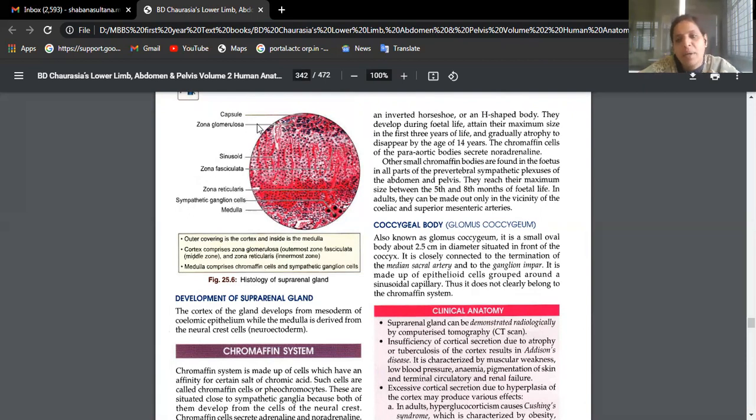From glomerulosa, we have mineralocorticoids. From fasciculata, we have glucocorticoids. And from reticularis, we have sex hormones. After you finish this answer, I'll ask it. So zona glomerulosa is releasing which hormones? Mineralocorticoids, that is aldosterone. Fasciculata is releasing glucocorticoids, that is cortisol. Reticularis is releasing sex hormones. From the medulla, we have sympathetic neuron ganglion cells, and here we will have the release of adrenaline and noradrenaline. Okay, this much you write is enough.